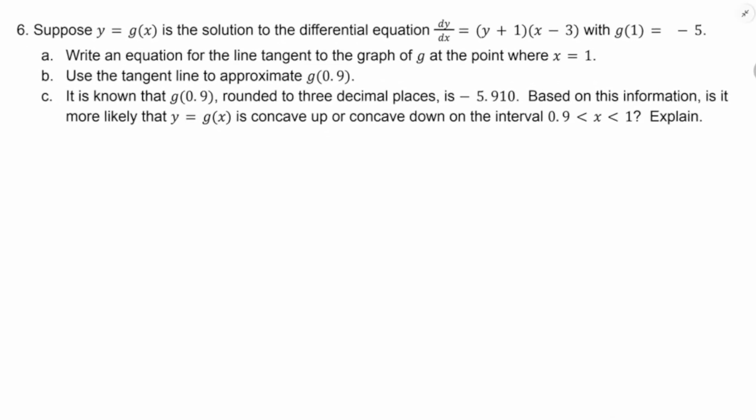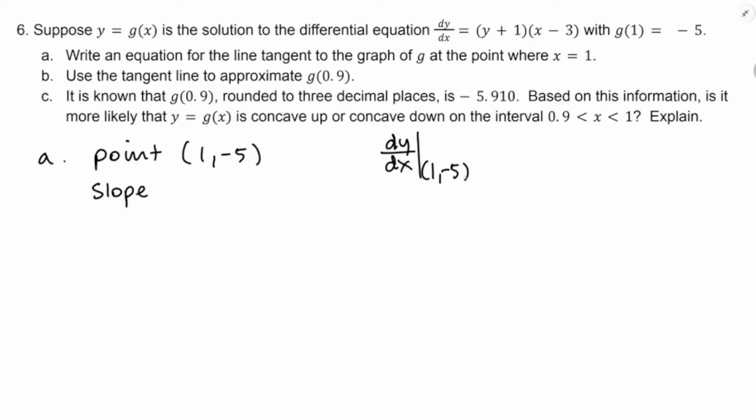Okay, number 6. g is going to be a solution to the differential equation dy/dx equals y plus 1 times x minus 3 with g of 1 equals -5. Okay, I can write an equation for a tangent line. So the point will be 1 and -5. Slope, I'm going to have to do a little bit of calculation. dy/dx at 1 and -5 would be, all right, y plus 1, x minus 3. Yes, that's going to be 8.